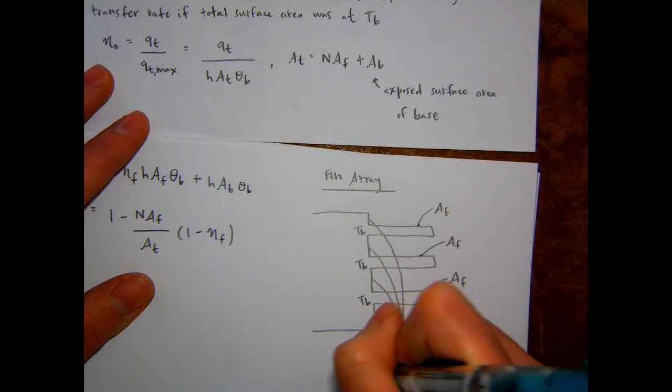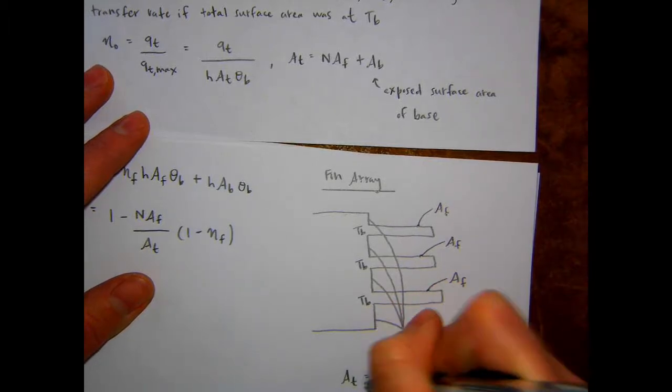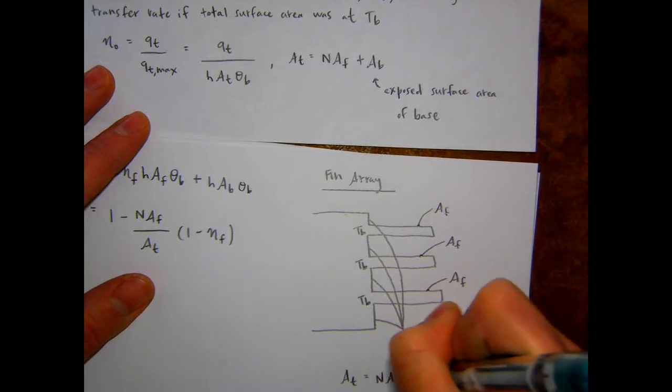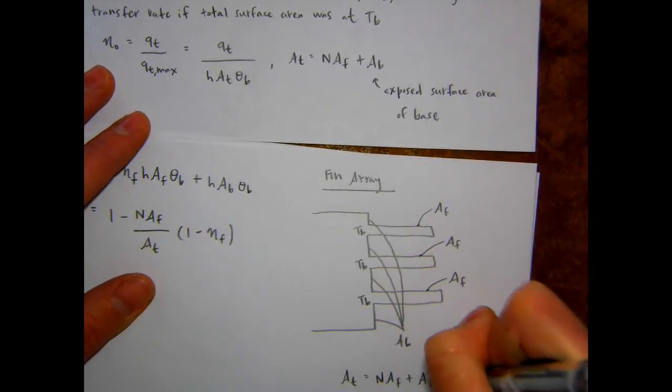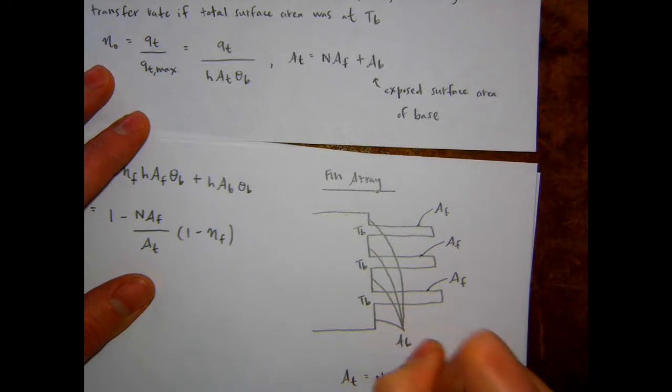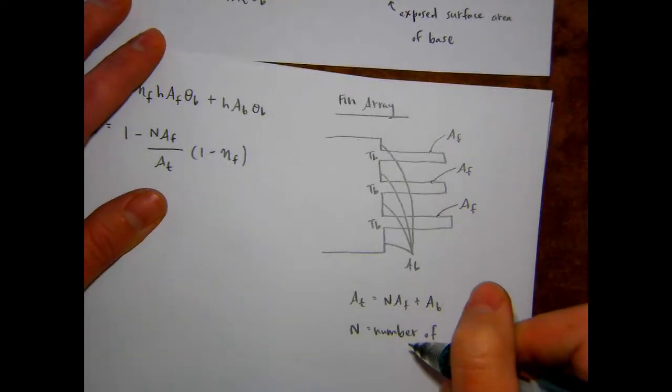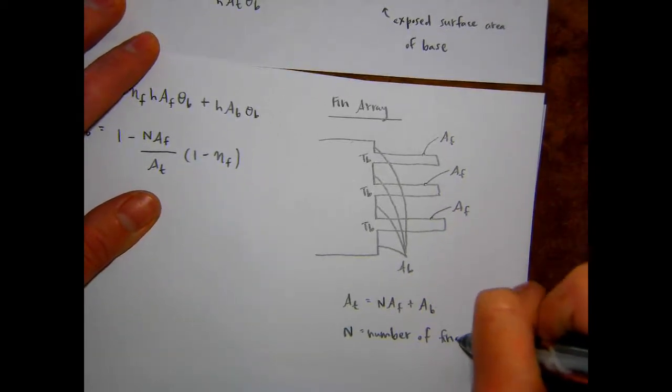And then the total surface area, you can look here at the drawing. So now we have N A sub F plus A sub B, where N is the number of fins. Hopefully that makes a little more sense having it drawn out.